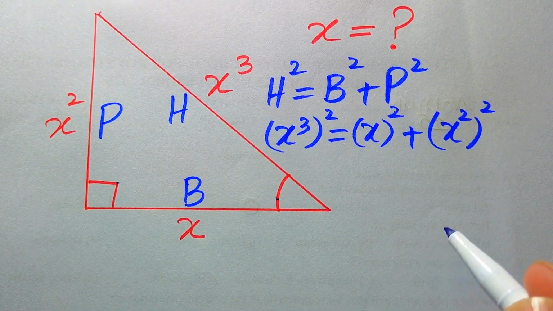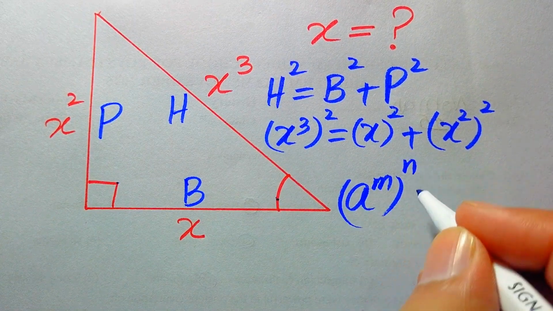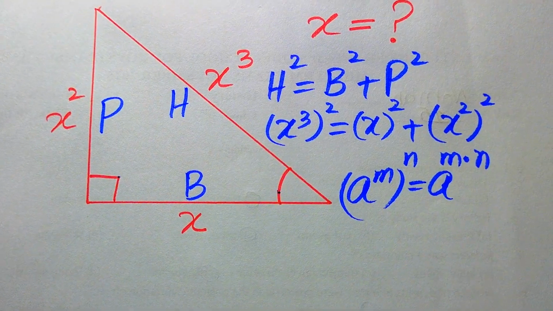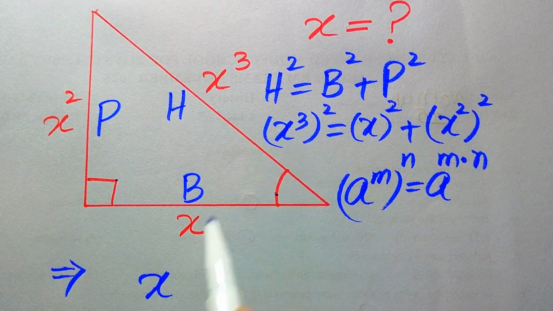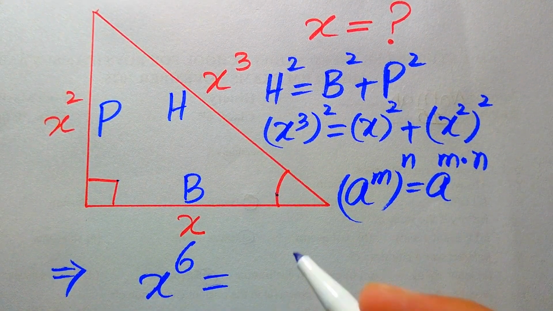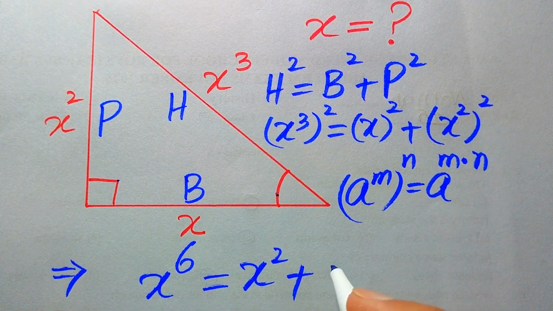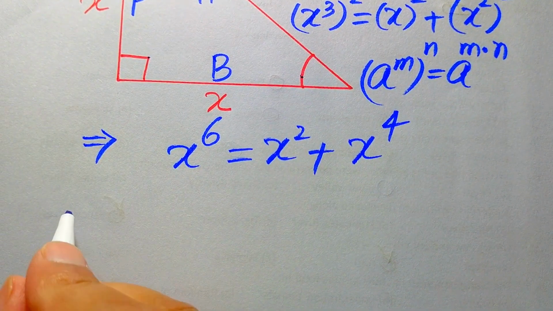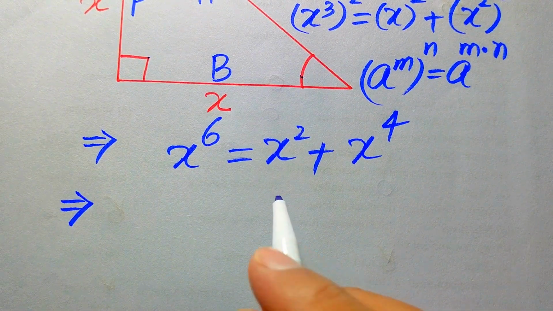And now we use the exponential rule. You know that if we have a to the power of m to the power of n, this equals a to the power of m multiplied by n. So according to this rule, we multiply both of these exponents and we get x to the power of 3 times 2, which is 6, equals x squared plus, again 2 times 2, x to the power of 4. Here you see that this equation becomes a sixth order equation.